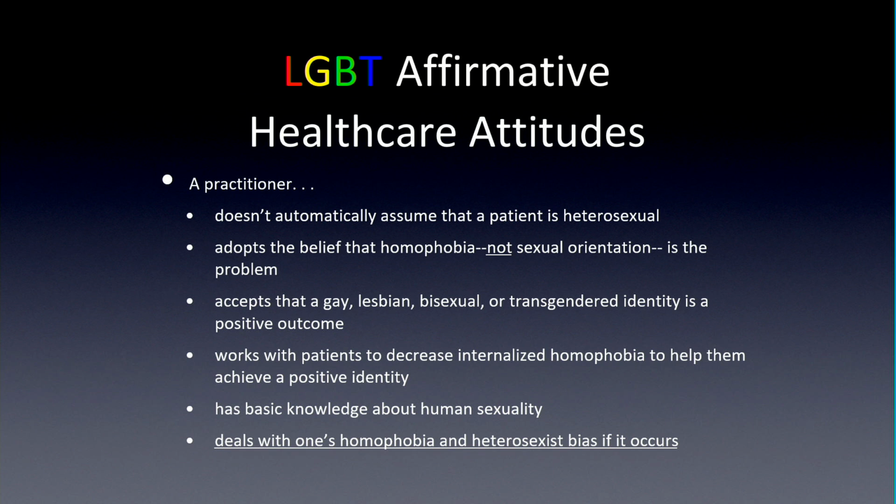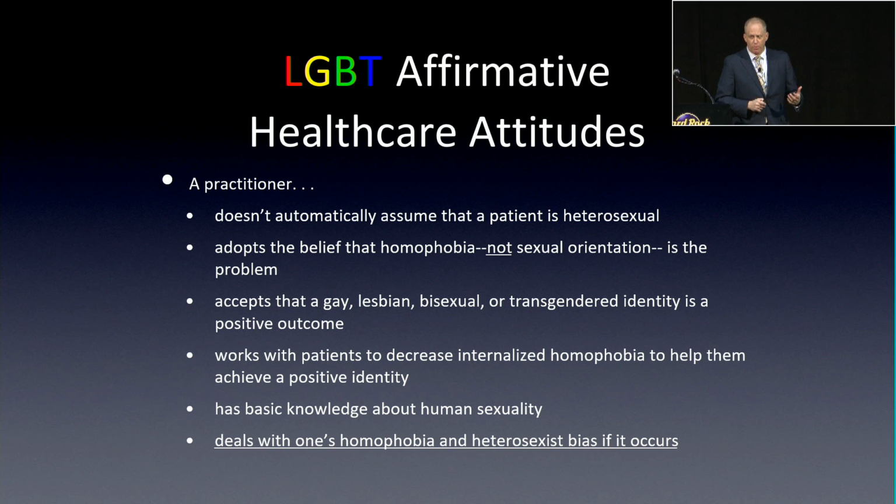I'm going to try to go through each one of these points because I think they're important. Affirmative healthcare attitudes doesn't automatically assume that the patient's heterosexual. And I think that's probably one of the key features. They adopt the belief that homophobia, not sexual orientation, is the problem. So homophobia and heterosexism would be the problem, not the patient's sexual orientation. They accept that the gay, lesbian, bisexual, transgender identity is a positive outcome for the patient. And they work with the patient to decrease internalized homophobia to help them achieve a positive identity, to again help them with a lot of those risk factors we identified before.